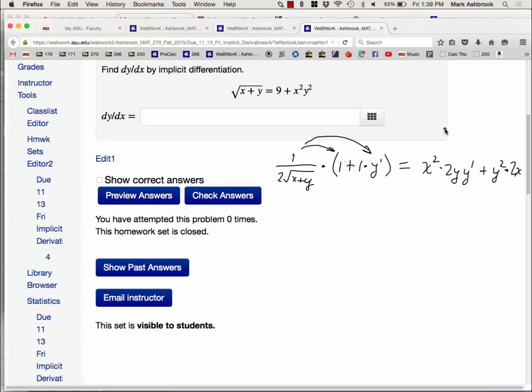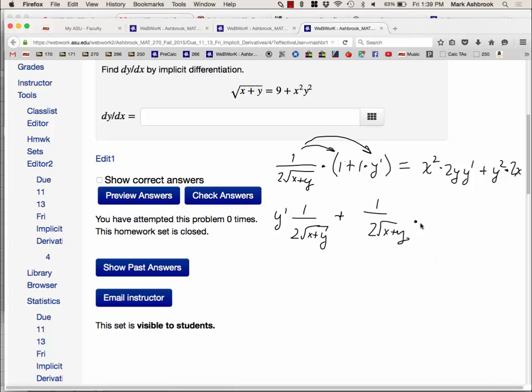2 of them have y prime. 2 of them don't. So the first one that has a y prime is when I multiply this times the y prime. So when you have y prime times 1 over 2, plus 1 over 2 radical x plus y. And then let's go ahead and move this over.